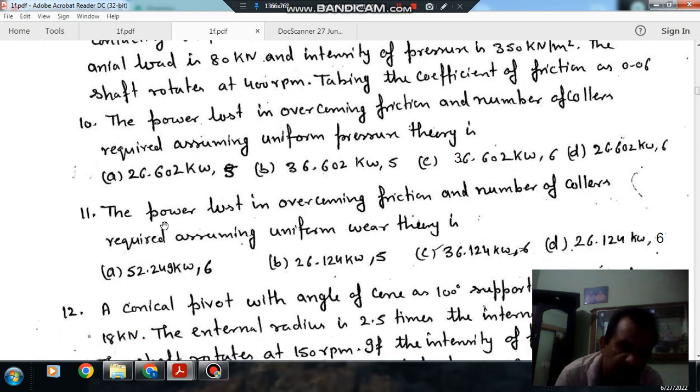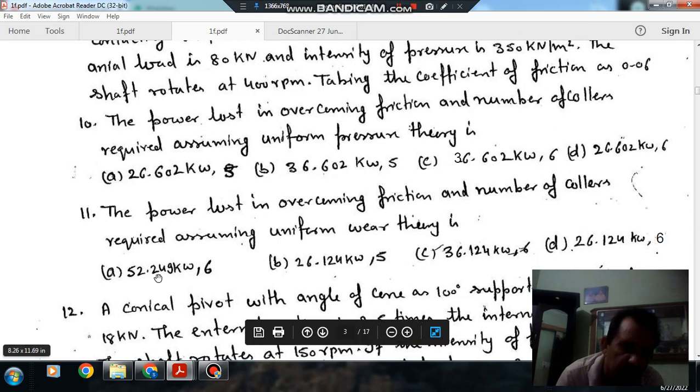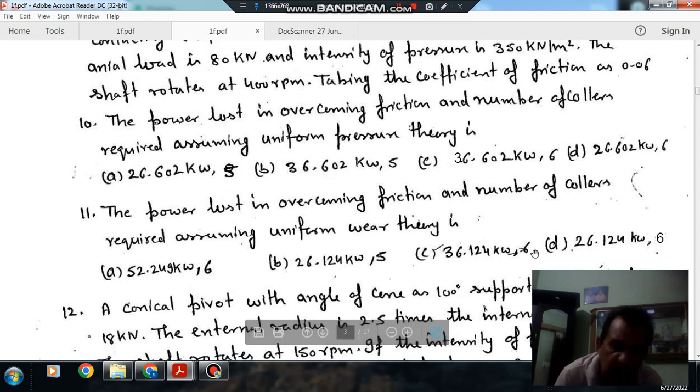Question number 11 is: the power lost in overcoming friction and the number of collars required, assuming uniform wear theory, is: option A, 52.249 kilowatt, 6. Option B, 26.124 kilowatt, 5. Option C, 36.124 kilowatt, 6. Option D, 26.124 kilowatt, 6.